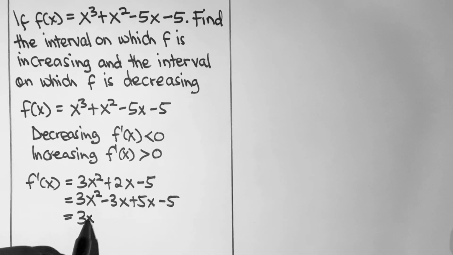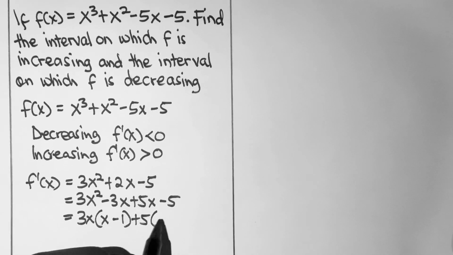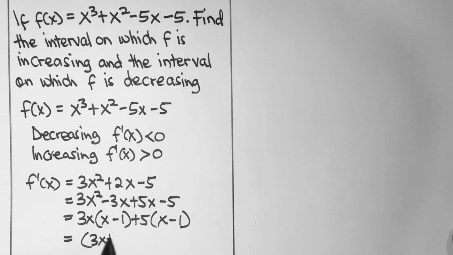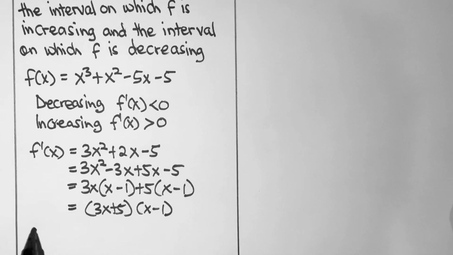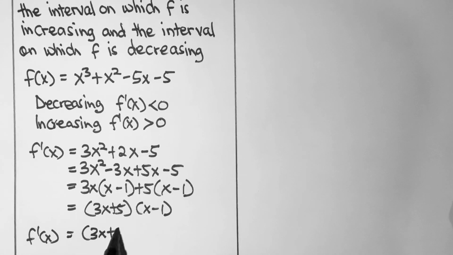So we can factorize 3x from here. We are left with x minus 1. And in this case, we can factorize 5. We are left with x minus 1. So we have in one bracket 3x plus 5, then in another bracket, x minus 1. So this implies that f prime of x is equal to, in one bracket, 3x plus 5, then in another bracket, x minus 1.